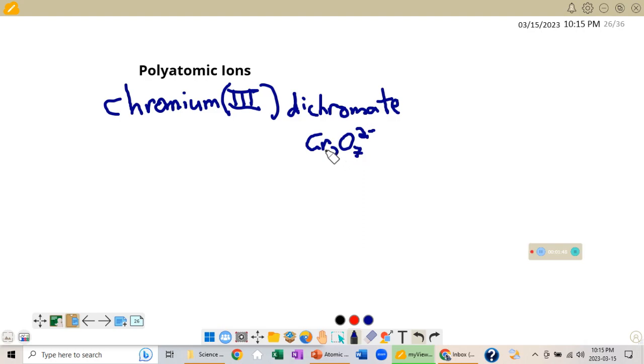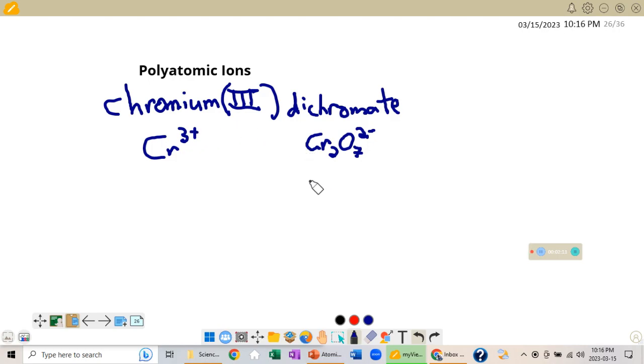Cr2O7, and it's got a 2- charge. So what that tells me is I've got these 2 chromiums with 7 oxygens, and between the 9 atoms that are all bonded together, I have 2 extra electrons, and so I've got a -2 charge. Chromium 3 tells me it's chromium with a 3+ charge.